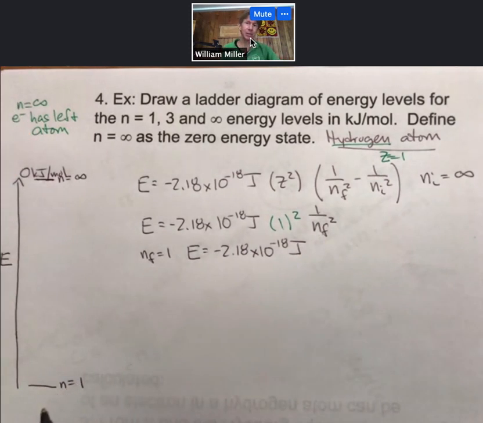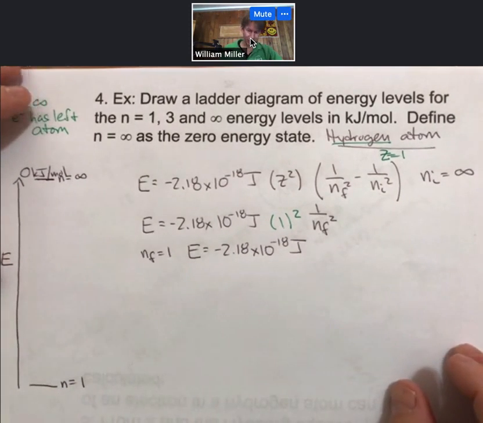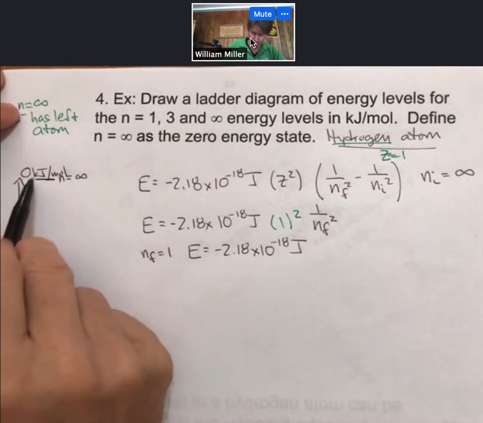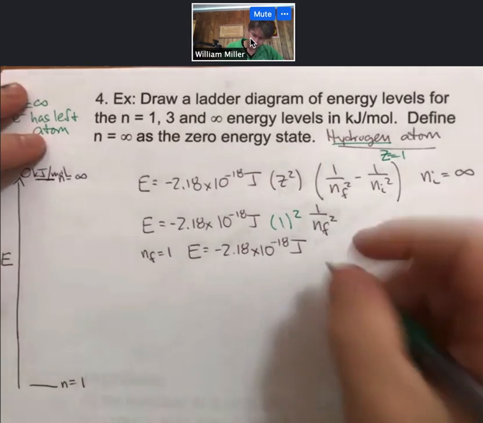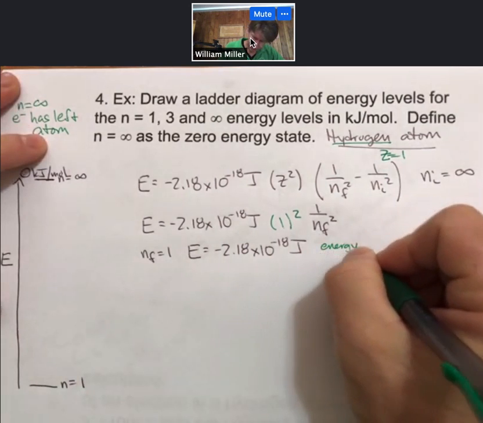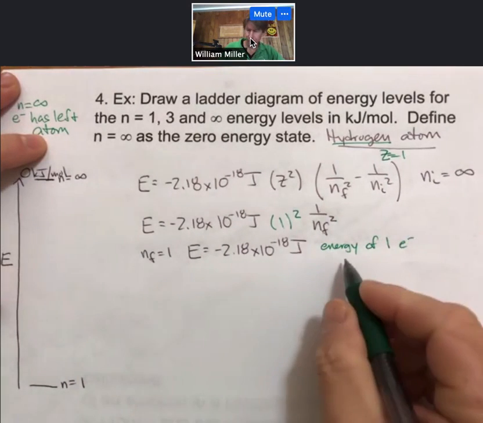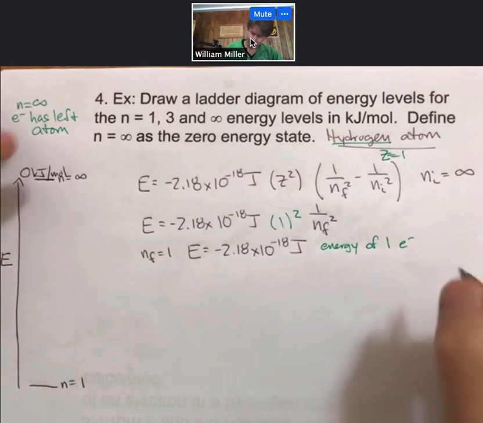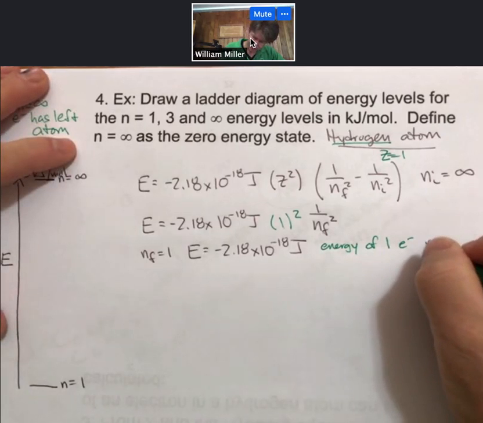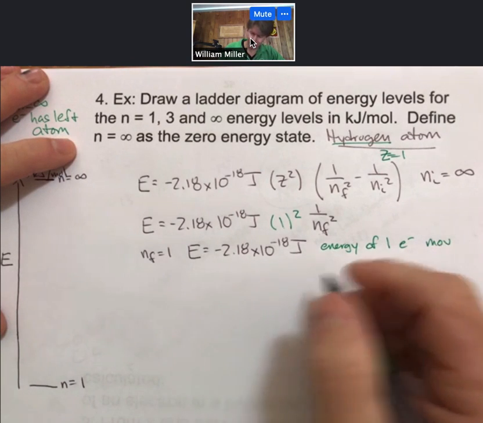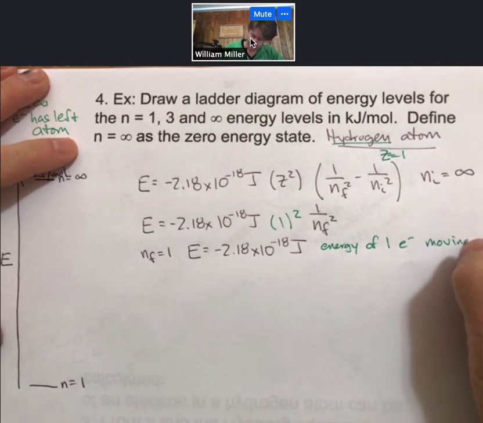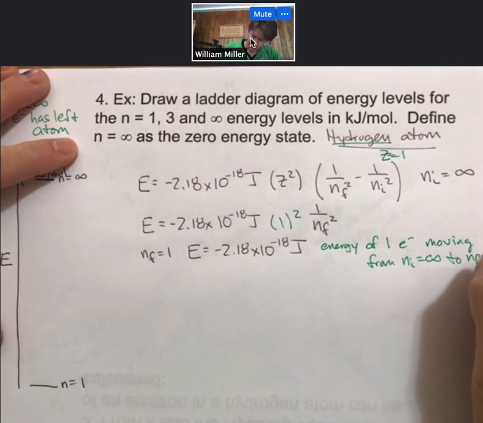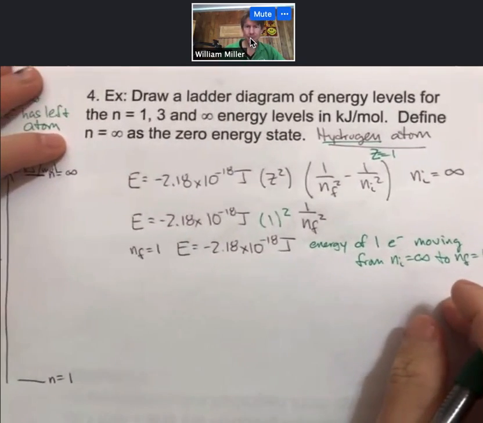And like similar calculations we've done before, this is the energy of one electron moving from n equals infinity to n equals 1 in hydrogen. And I'm leaving this space down here open because I'm going to write some stuff. We're moving from, let's call it, ni equals infinity to nf equals 1.